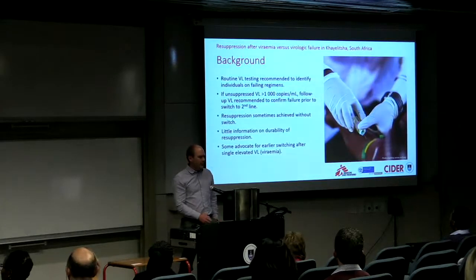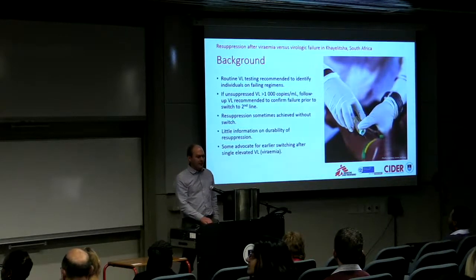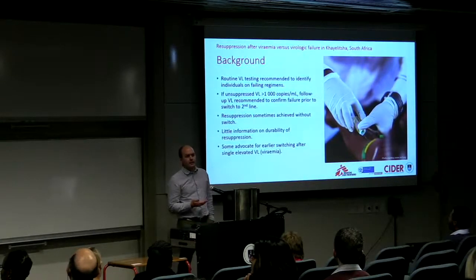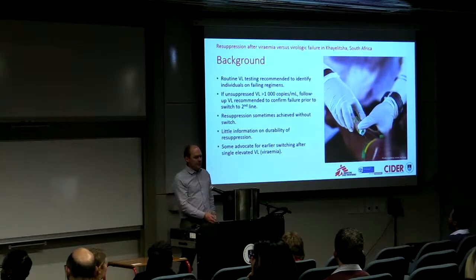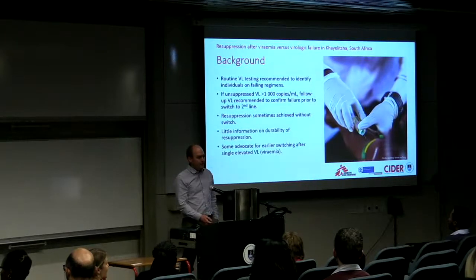Right, so a bit of background. We routinely do viral load testing, I think most of you know this, just to identify individuals on failing regimens. And if someone has an unsuppressed viral load over 1,000 copies, we follow up. We give them enhanced adherence counseling, and we follow up and test them again. And if they have another high viral load, it's recommended that we switch them to second line.